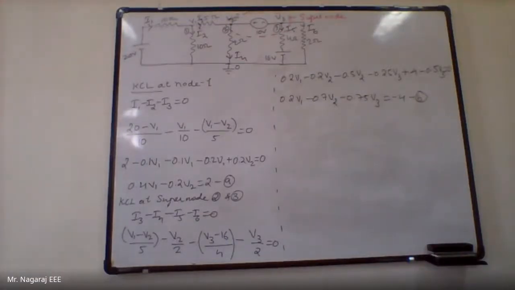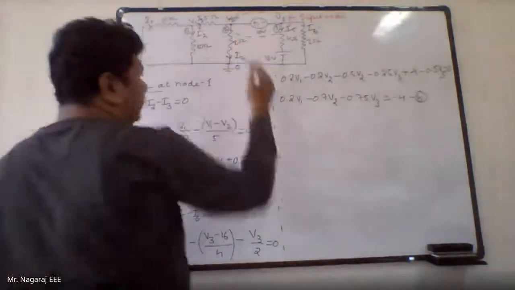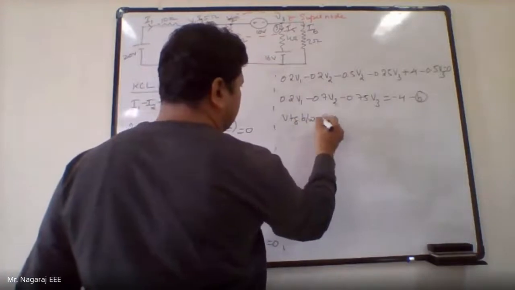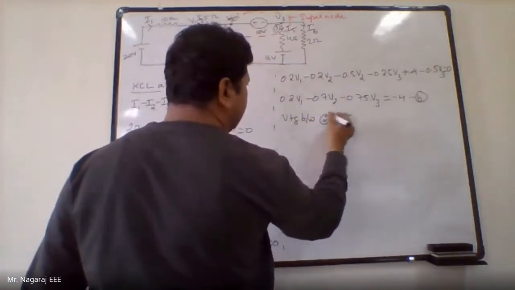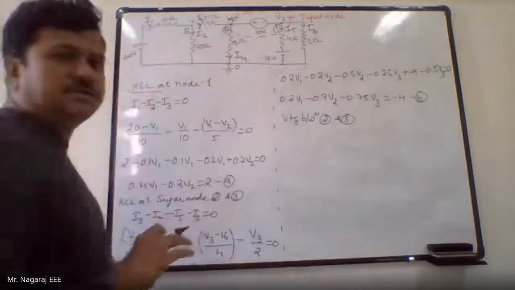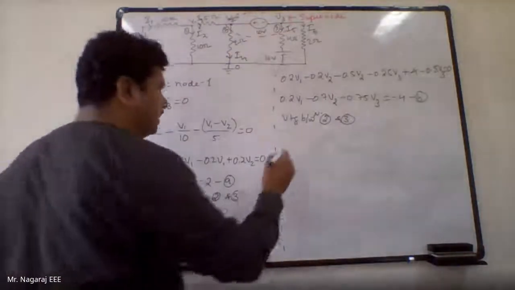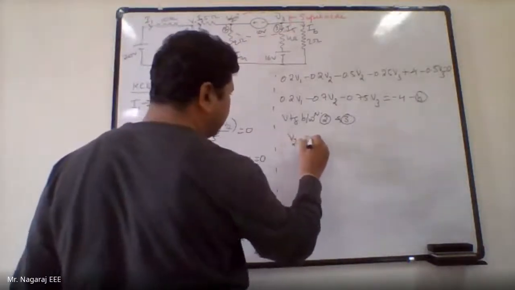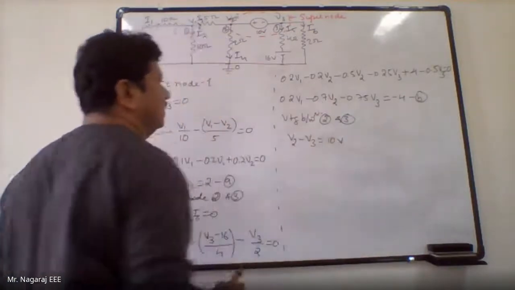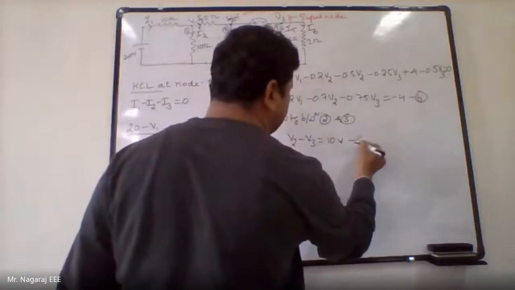Now the third equation will be the voltage between node 2 and node 3. V2 is at a higher potential with respect to V3, so V2 minus V3 equals 10 volts. This is equation C.